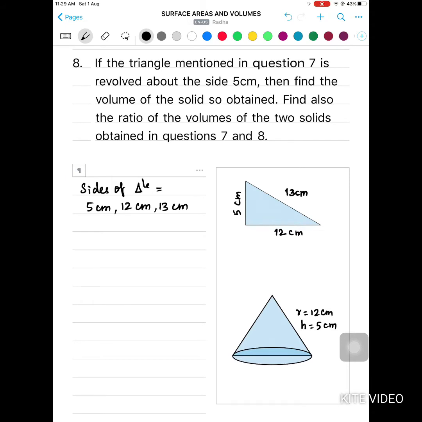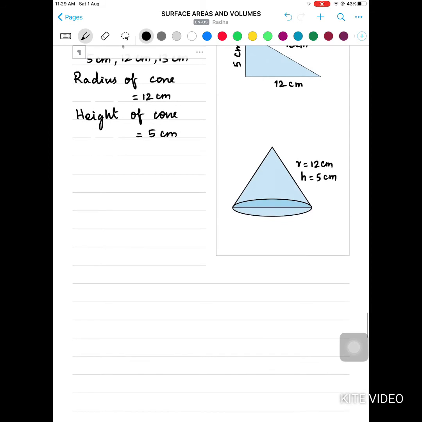So, when you revolve that right triangle, you always get a cone, as I told you. So, the height of the cone becomes 5 centimeter and the side 12 centimeter of the triangle becomes the radius of the cone. So, what is the radius of the cone now? In this problem, when you revolve about the side 5 centimeter, the radius becomes 12 centimeter and the side 5 centimeter becomes the height of the cone. So, what is the height of the cone? 5 centimeter. Now we need to find the volume of this solid.